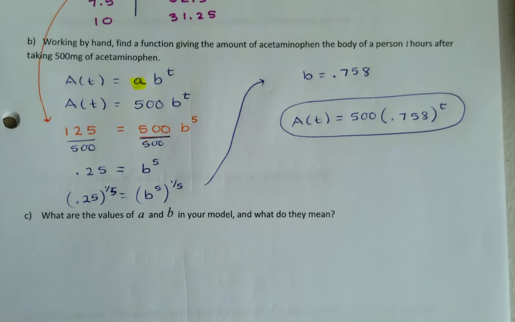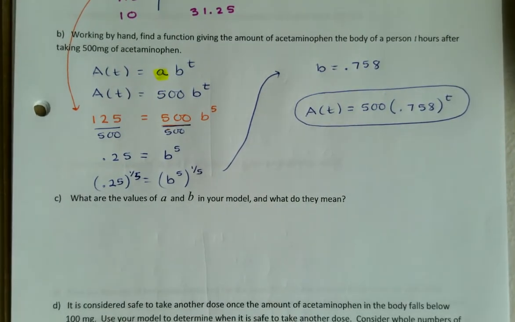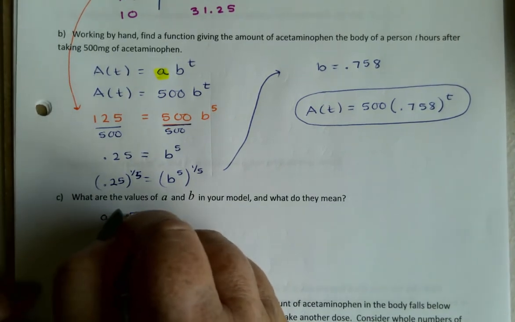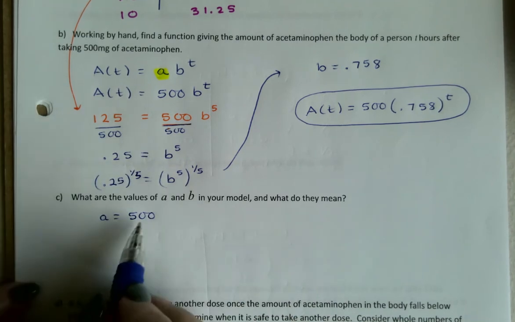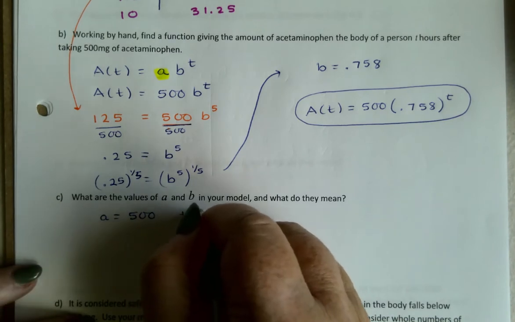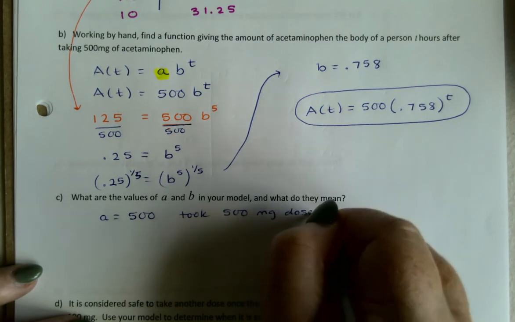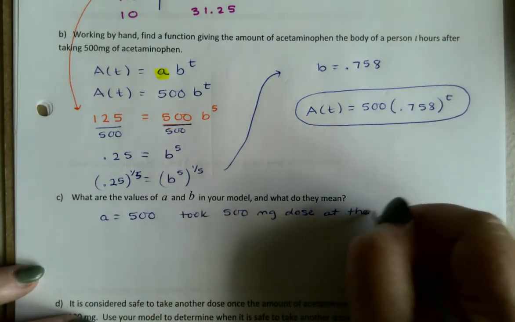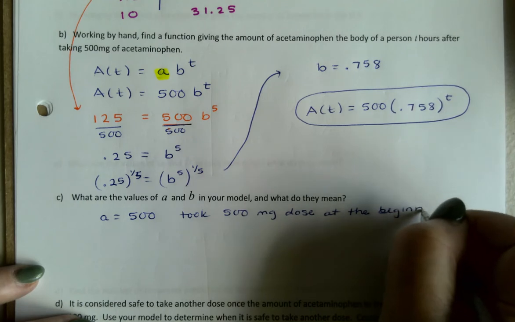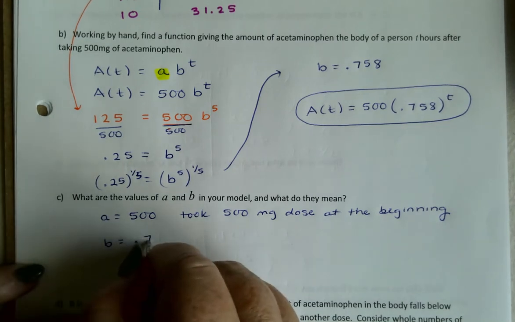All right, let's see what we can predict based on that function. What are the values of a and b in our model, and what do they mean? Well, the a equals 500, that was pretty straightforward. That just means we started or took 500 milligrams at the beginning, right? But let's think about what the b value is actually telling us. B is 0.758.